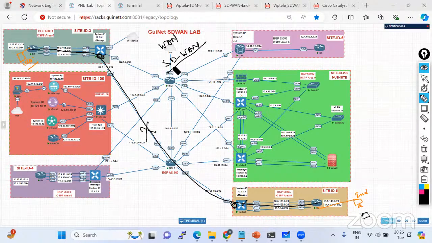SD-WAN is also going to do the same thing. It is also going to transport your packet from one location to another location. This is also the basic principle, right? Then why are we going to use it, that we have to understand.